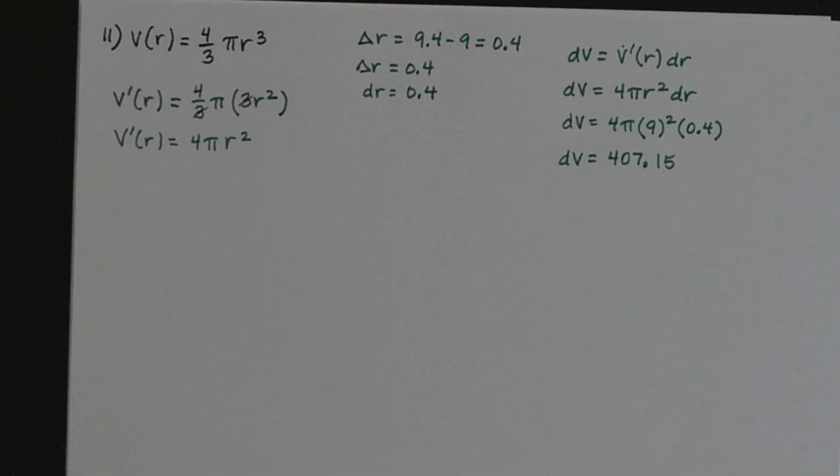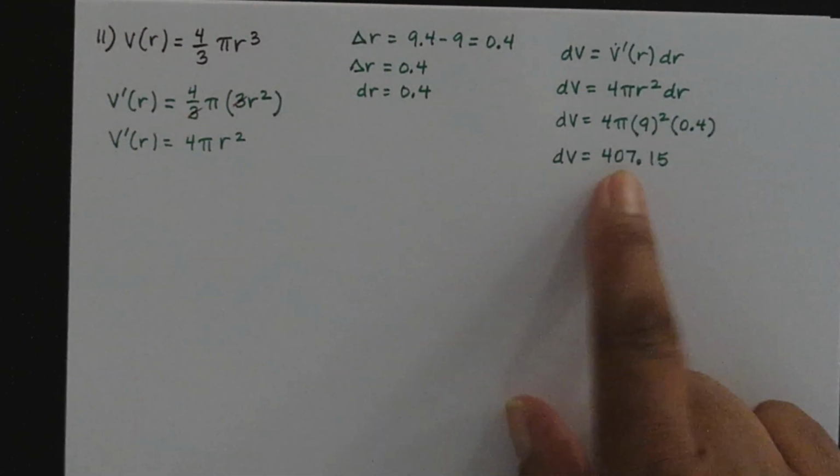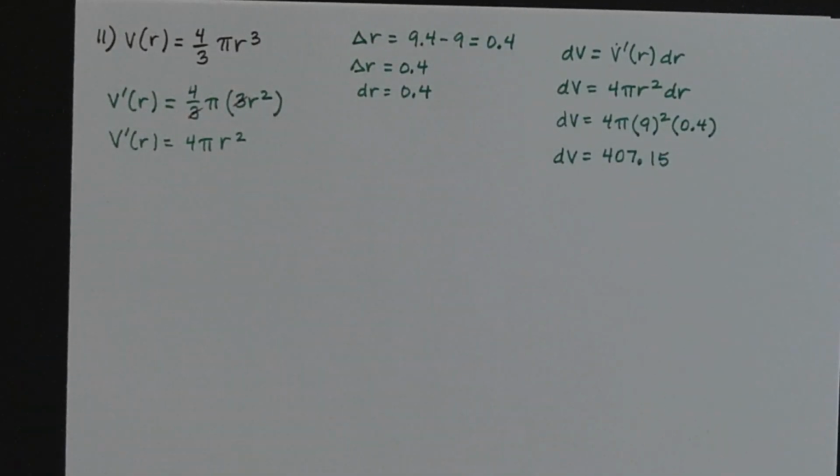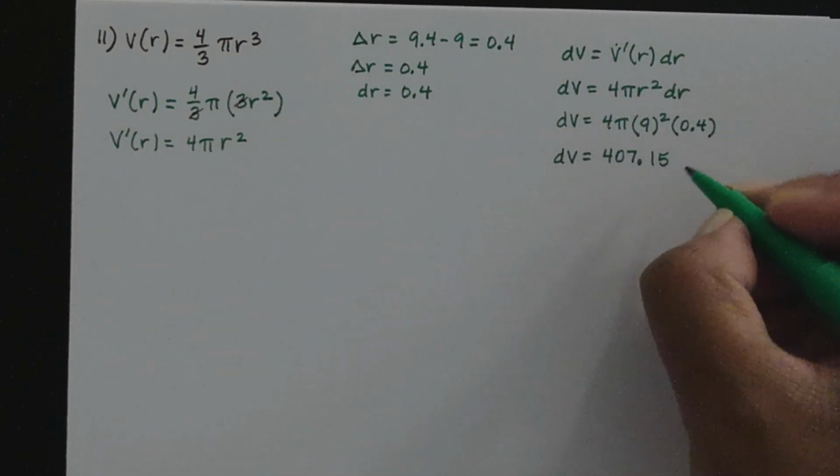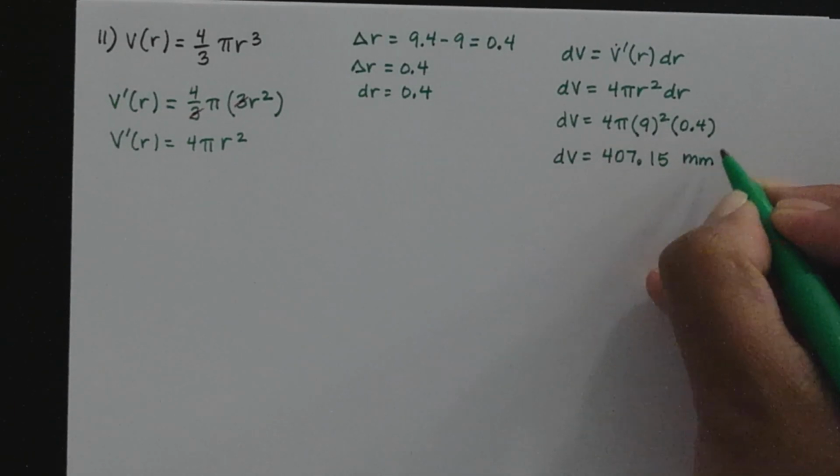Any questions about problem number 11? I have a question. Would you want like the units at the end too on the answer? You can leave it like this. I think volume is probably, let's see, what was it? Cubic, yeah, cubic millimeters.